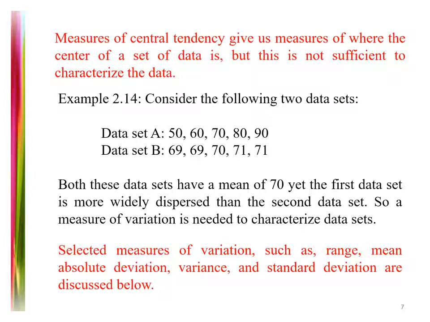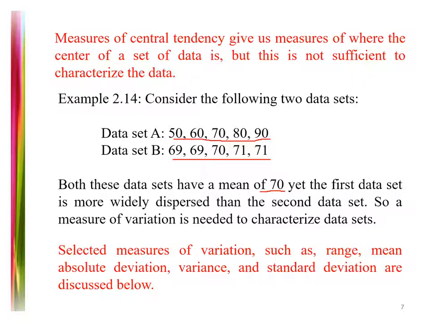So measures of central tendency give us a measure of where the center of the data is, but this is not sufficient to characterize the data. For example, data set A contains 50, 60, 70, 80, 90. B contains 69, 69, 70, 71, 71. Suppose we calculate the mean value, in both situations we get 70. And the first set of data is more widely dispersed than the second.